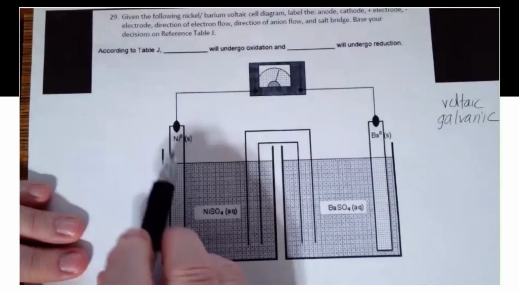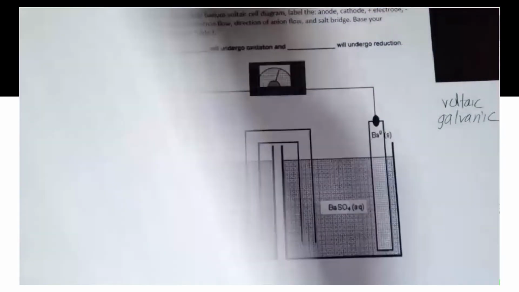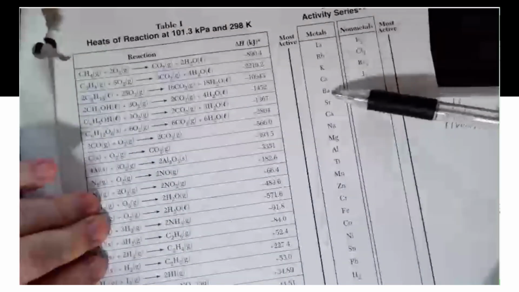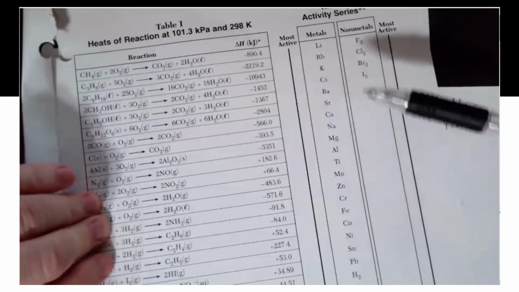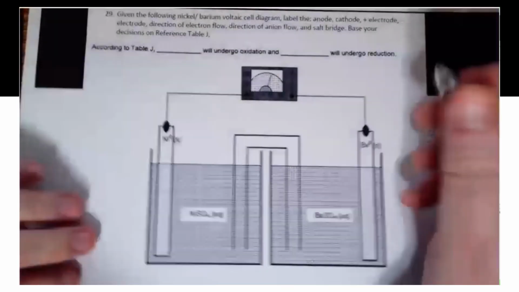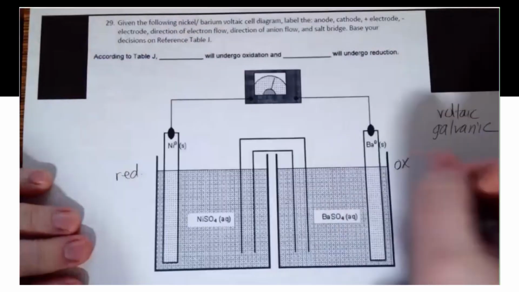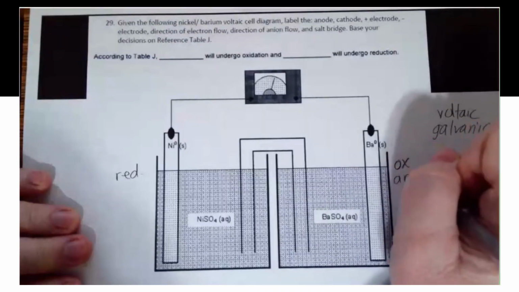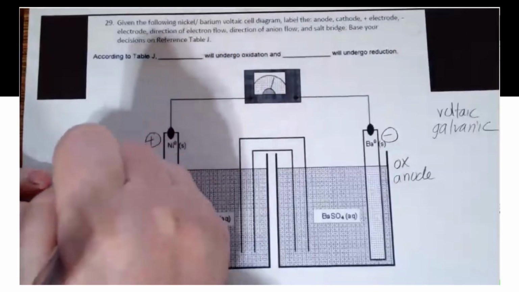All right, let's look at my two metals. I have nickel and I have barium. So on this table, here's barium, here's nickel. Okay, so barium is higher. So barium will be oxidized. That means nickel will be reduced. Anox. So this is the anode. It's negative. This is positive.